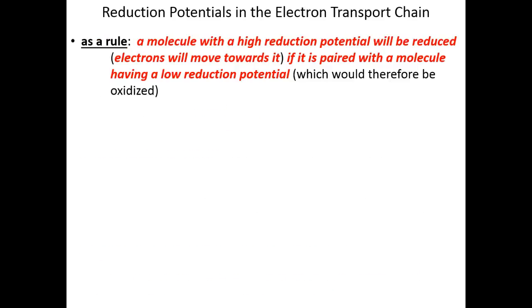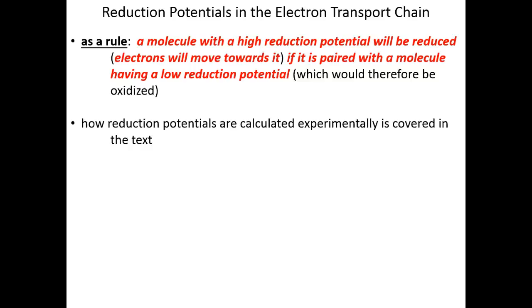So as a rule, if you're someone who likes to just memorize a simple rule and run with it all the time, here's the rule you should memorize. A molecule with a high value reduction potential will be reduced. In other words, electrons will move towards it if it is paired with a molecule having a lower reduction potential. And that molecule would therefore be oxidized, have electrons move away from it.